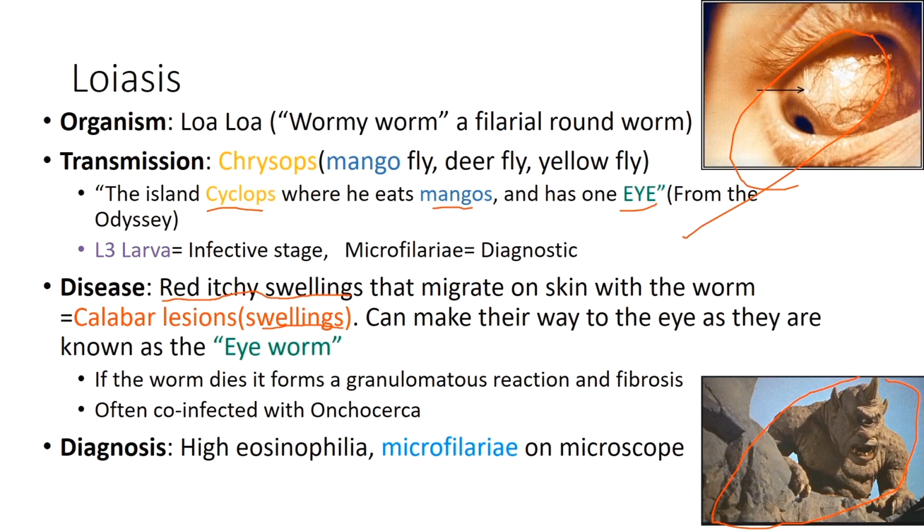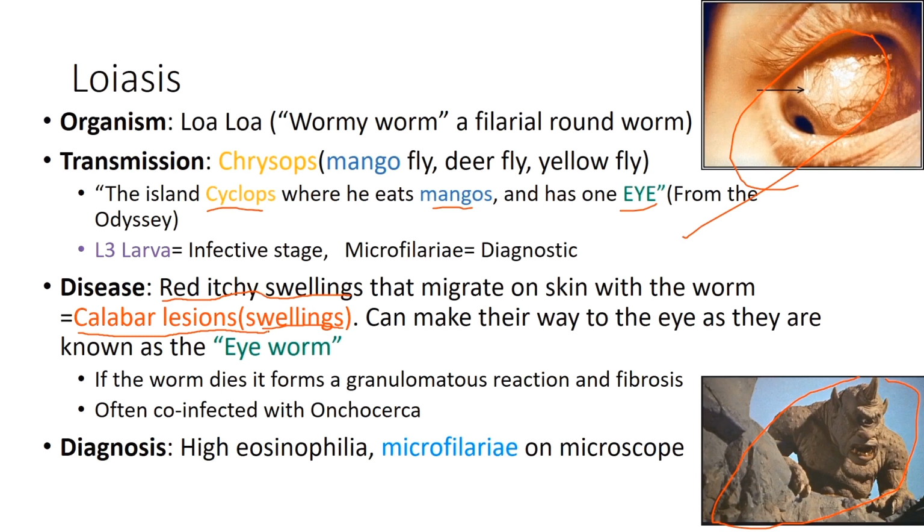The way I remember this is the movie about the mummy. It's actually the first mummy movie. There are these little scarab beetles that run around, and if they bite into you, they crawl into your skin in this giant lump that moves. This is very similar in presentation to these Calabar lesions.